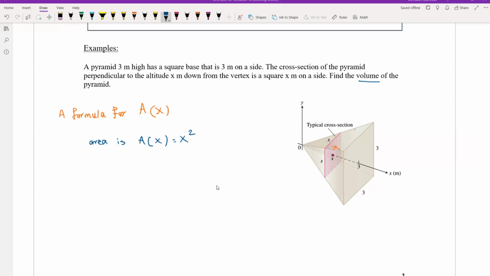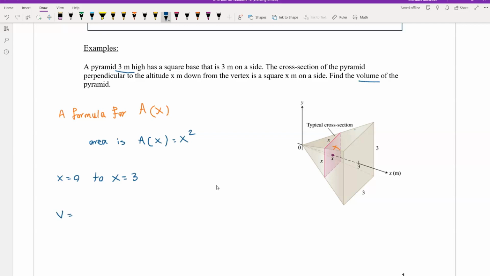Now step 3, limits of integration. Here on this part it says a pyramid 3 meters high. So the square lies on the planes from x equal to 0 to x equal to 3. So what we have is x equal to 0 to x equal to 3.